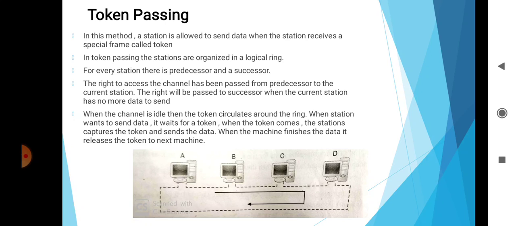When the channel is idle, the token circulates around the ring, and when a station wants to send data, it waits for a token. When the token comes, the station captures the token and sends the data. When the machine has finished the data, it releases the token to the next machine, that means the successor.